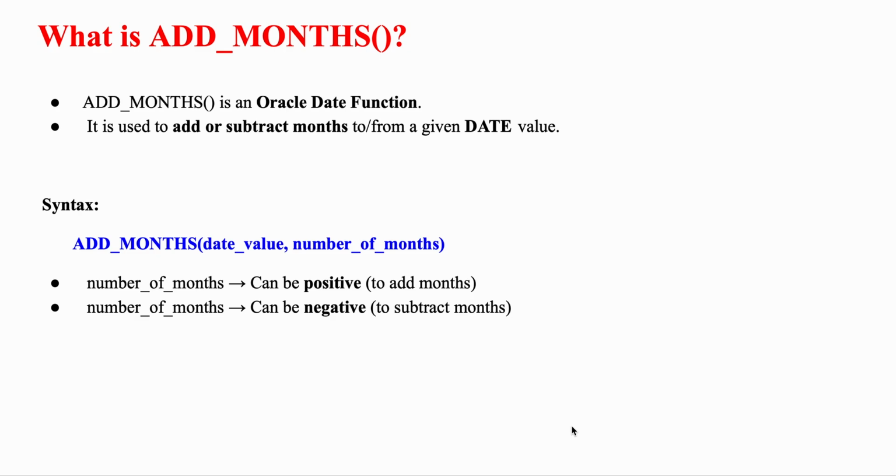Alright, next up, let's look at ADD_MONTHS. This is a really handy date function when you need to add or subtract months to a date. It's super simple.